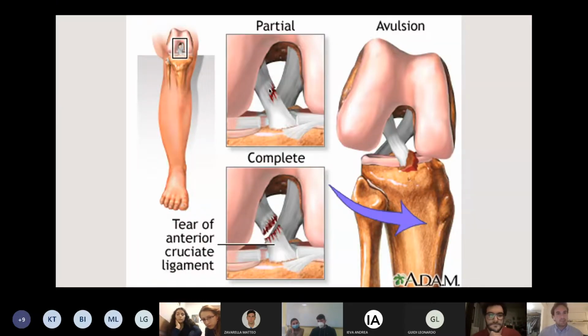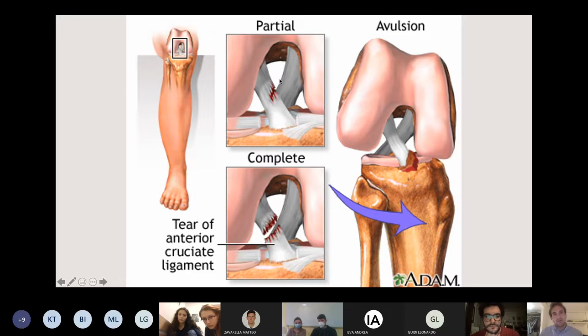Okay, as previously, we can have a brief recap on the anatomy of the anterior cruciate ligament. The anterior cruciate ligament is a ligament located at the level of the knee, very important for 2 main reasons. First of all, the stability of the knee. Second of all, inside this ligament, we have multiple mechanoreceptors, which are important for the proprioception of the joint.